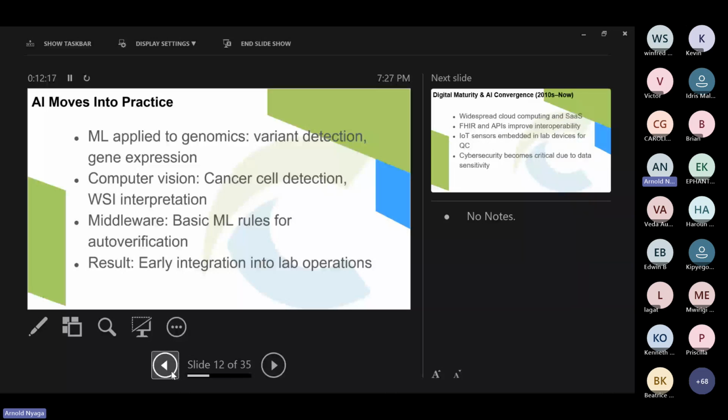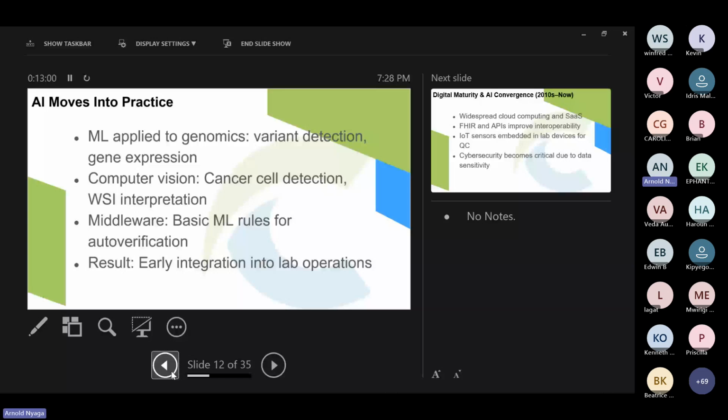So where are we now, from the 2000s to 2010s? We are getting a lot of machine learning in genomics, for detection of variants and issues to do with gene expression. Then we are getting computer vision, whereby you are able to identify tumor and cancerous cells. Then also in middlewares, we have rules for auto verification, whereby if your controls have passed, these systems can auto verify your results.